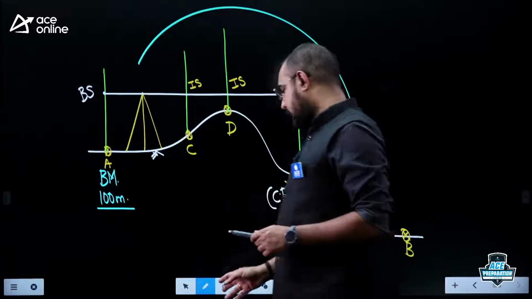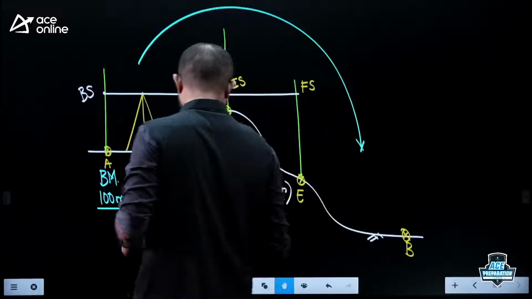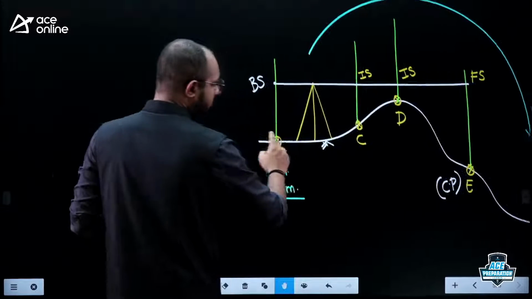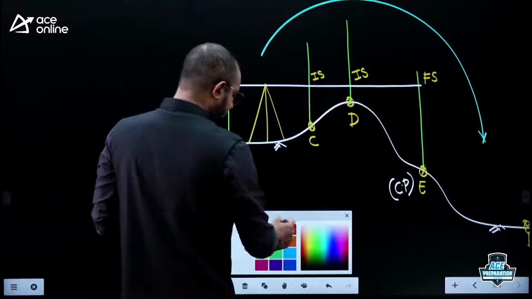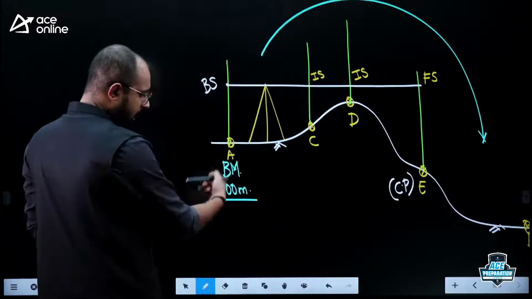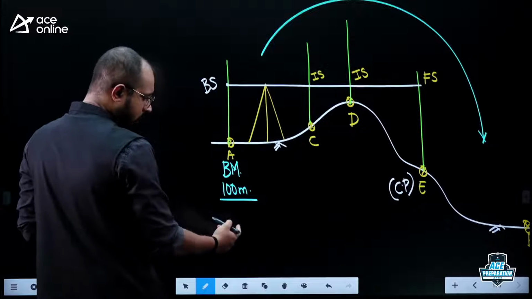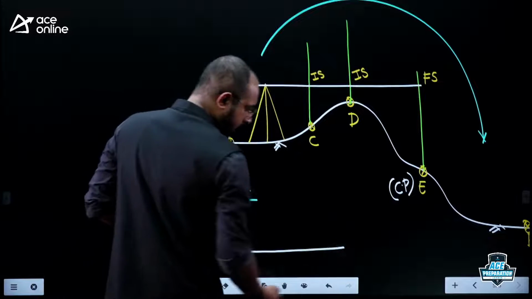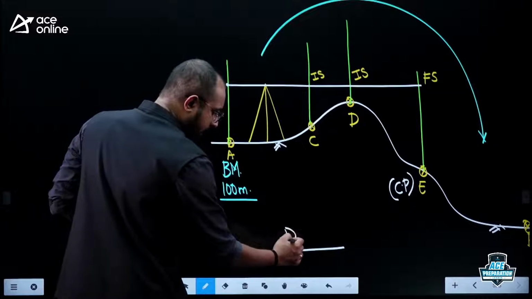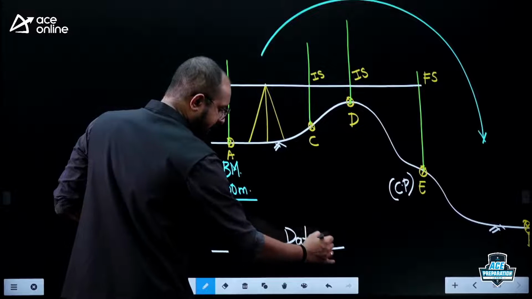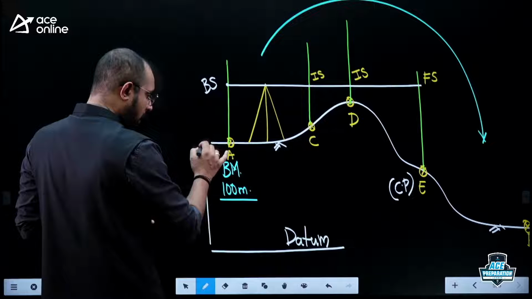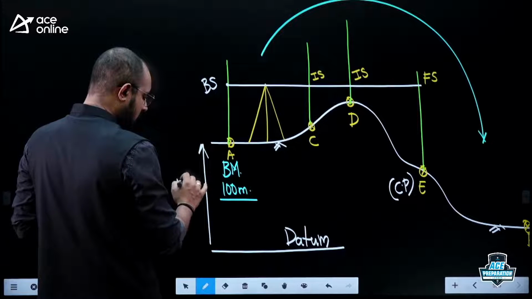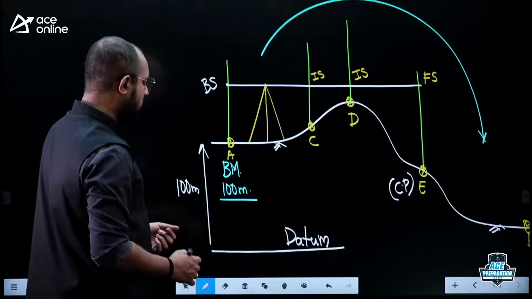Let me try and explain that here. Please look here, what is this particular point A here? It's a benchmark. A benchmark is nothing but a point of known elevation. If I say the elevation of this point A is equal to 100 meters, the meaning of this statement is that I have a datum somewhere around here. With respect to that datum, this particular point A is 100 meters above.